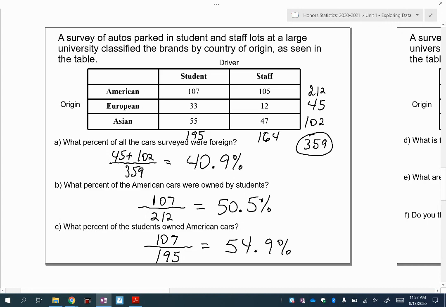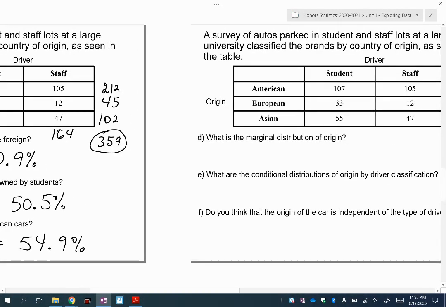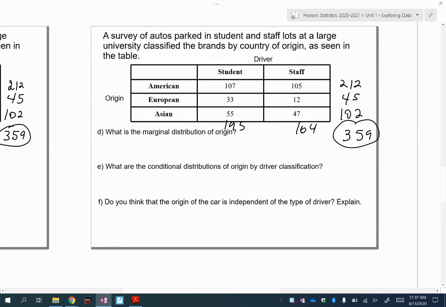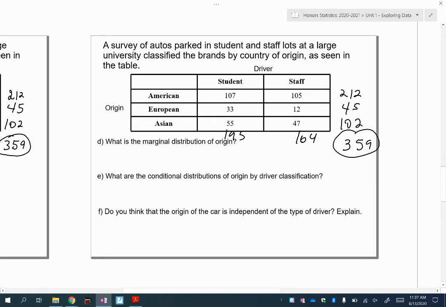Okay, let's move to the next slide. It's still about the same two-way table, so I'm just going to go ahead and fill in those same marginal distribution numbers that we calculated before, and our grand total of 359.